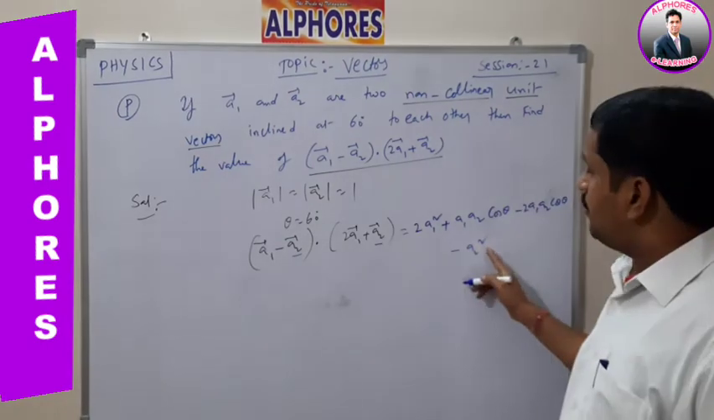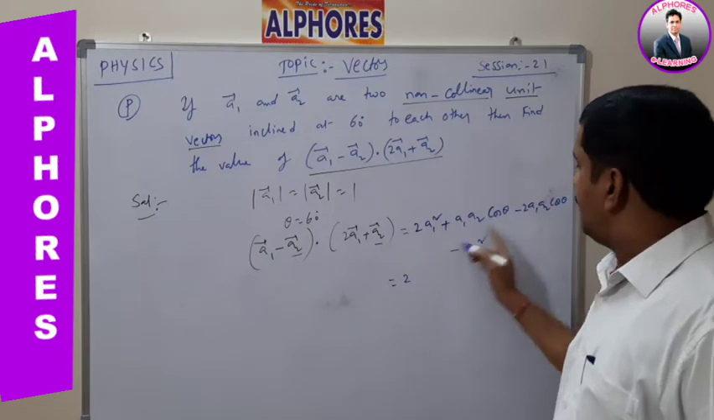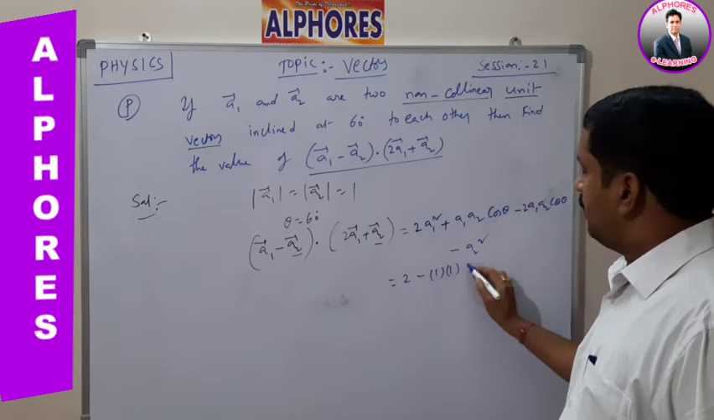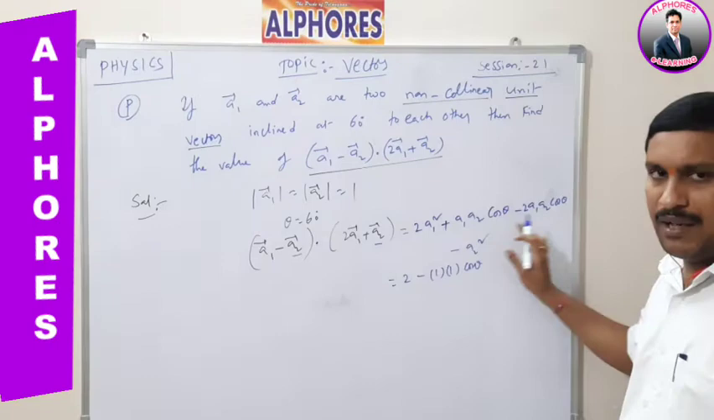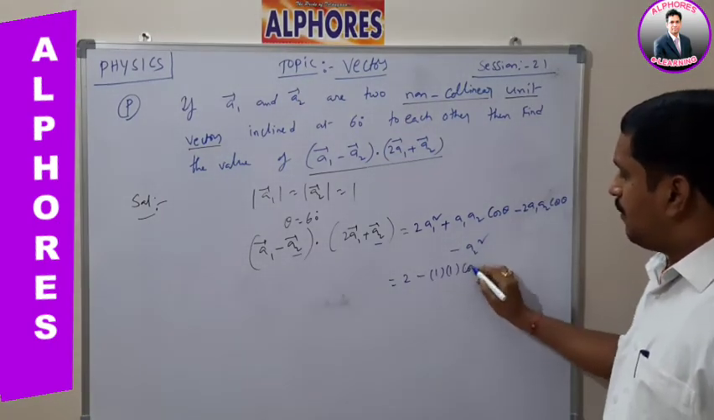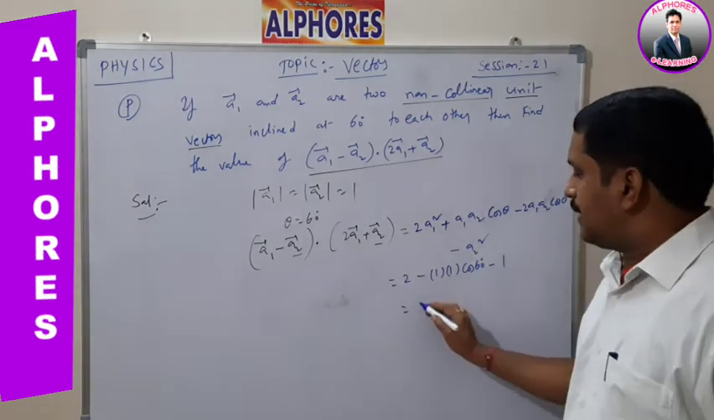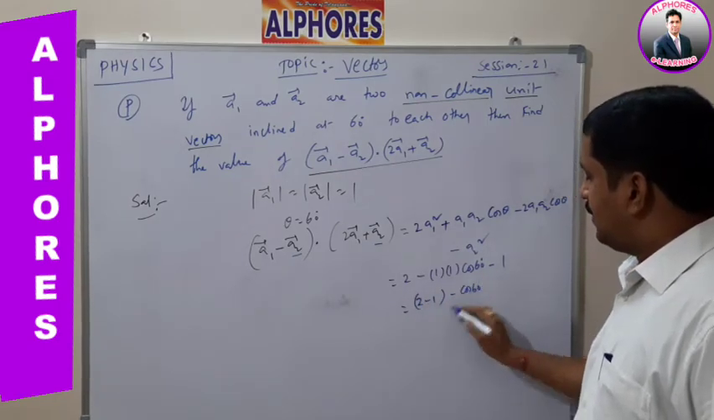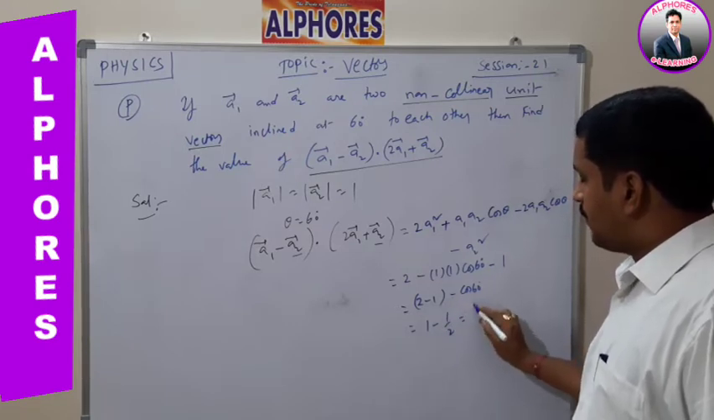Now I have to substitute the values of A1 and A2, whose magnitude is 1. That gives 2 here, plus A1 A2 cos theta and minus 2 A1 A2 cos theta, that means minus A1 A2 cos theta, which is 1 into cos theta, that is cos 60 degrees, minus A2 square, which is 1. So 2 minus 1 minus cos 60, that is 1 minus cos 60. Cos 60 is 1 by 2, so 1 minus 1 by 2 gives 1 by 2.